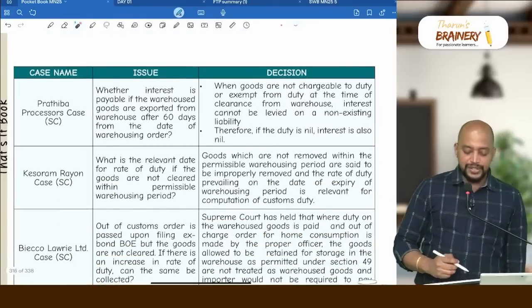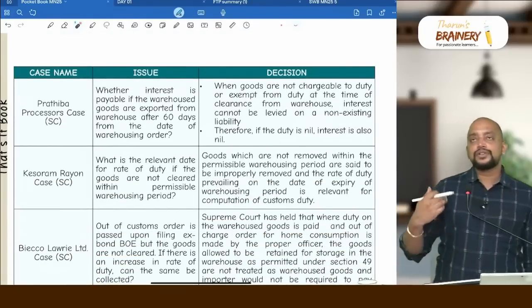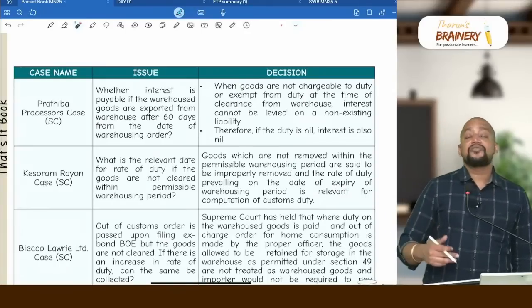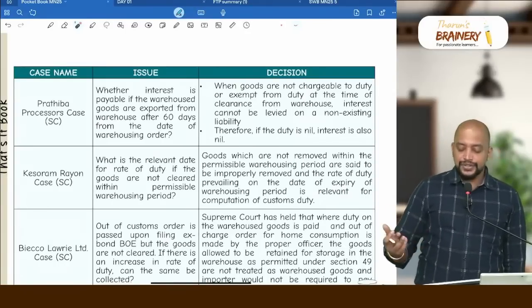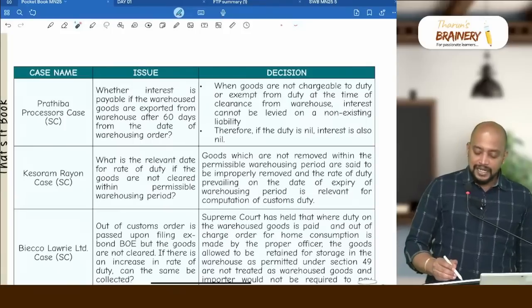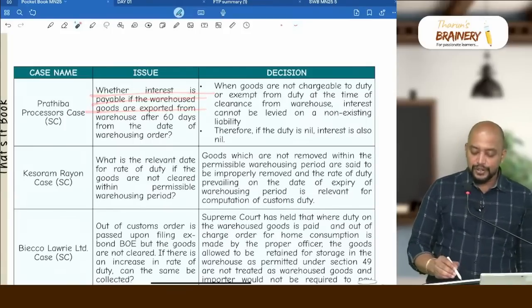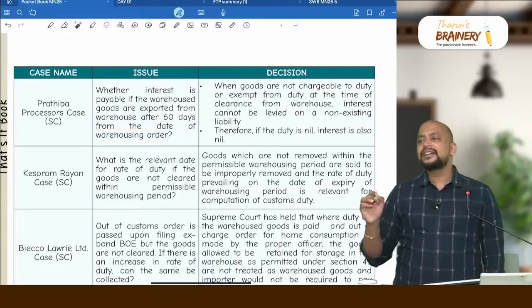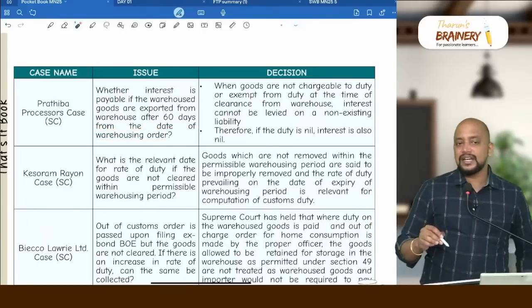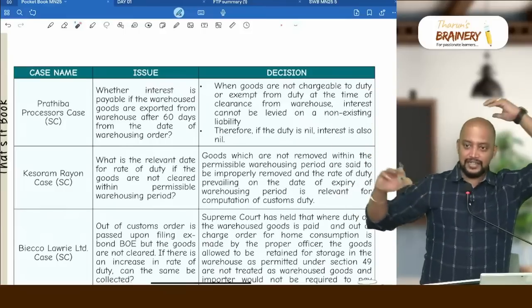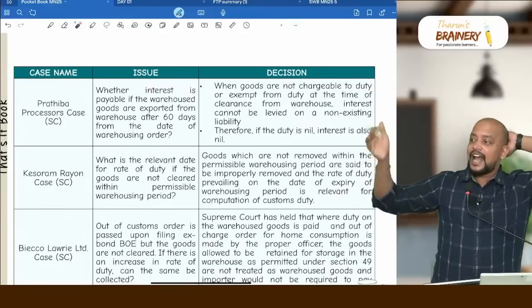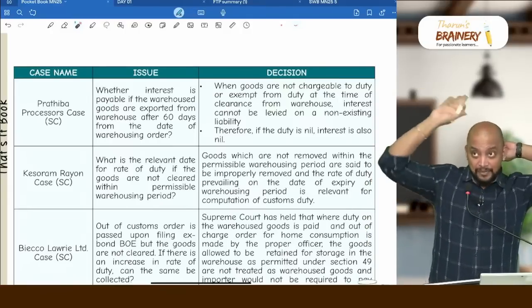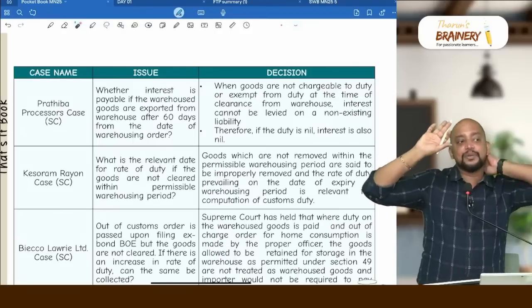Next, Pratibha Processors case, that is, customs duty payable on warehoused goods. So we need to pay interest after expiry of the warehousing period, correct? Whether interest is payable if the warehoused goods are exported from the warehouse after 60 days from the date of warehousing order. Sir, 90 days, sir. Why is it given as 60 days? At that time it was 60 days, and now they have modified it to 90 days. When the case law happened, at the time it was 60 days.